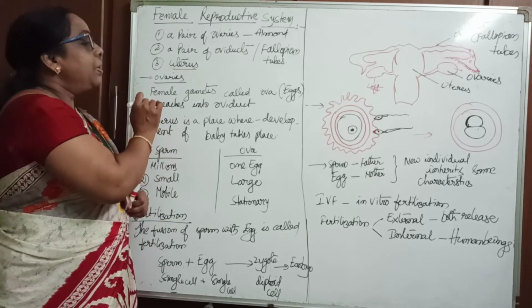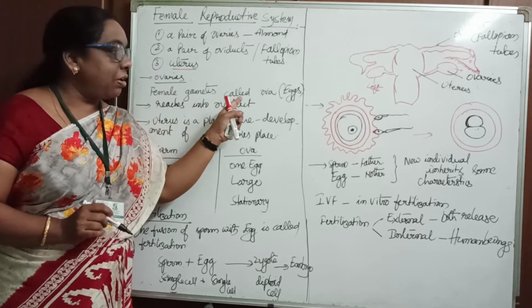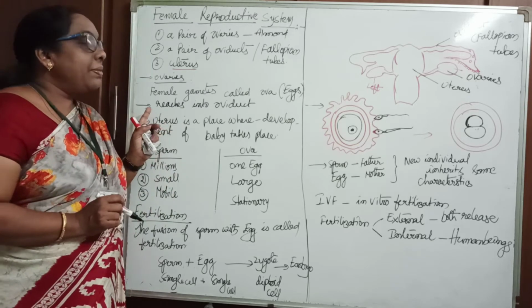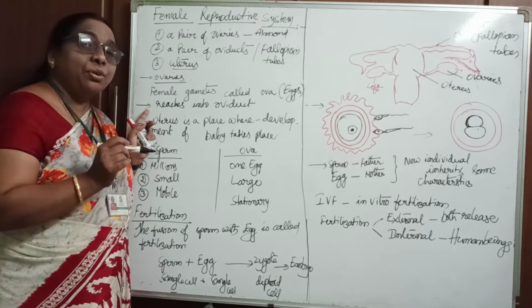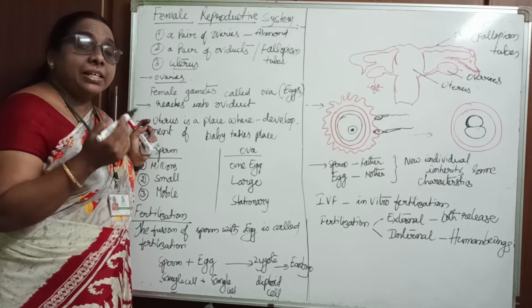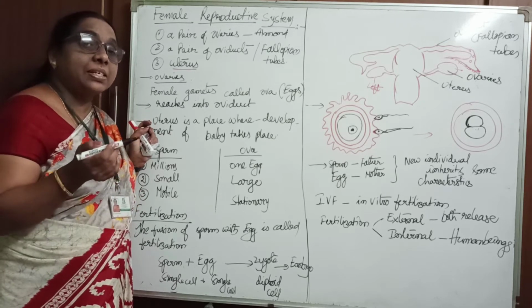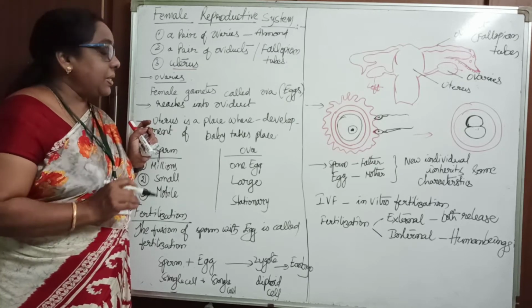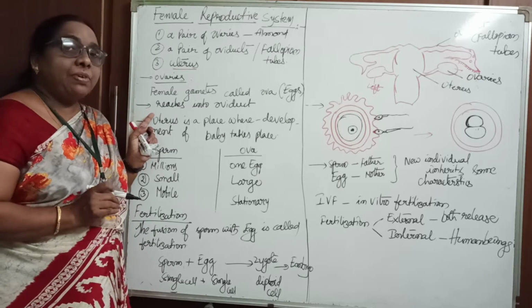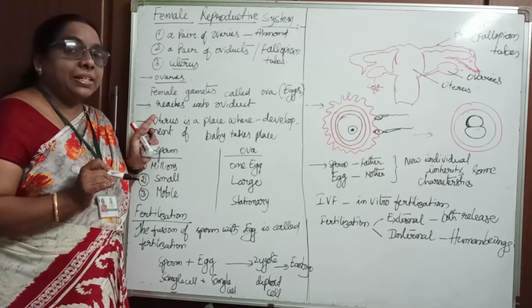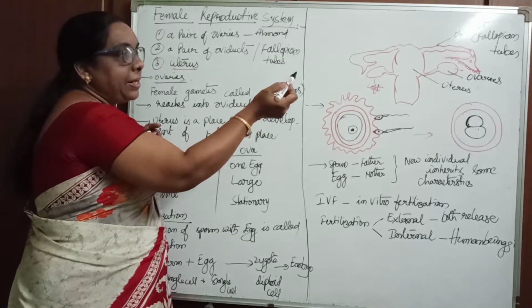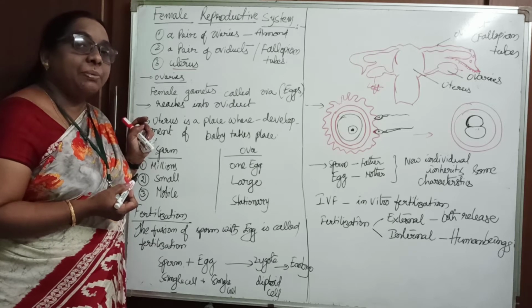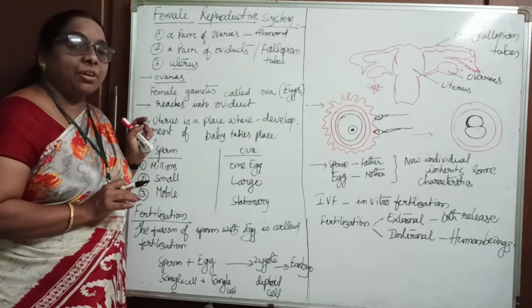The female gamete is called the ovum, and this is also called an egg. This egg has to reach the oviduct, which is also called the fallopian tube, and there the fertilization takes place. Once this egg is fertilized, then what will happen? The egg plus the sperm fuses, and then it travels and reaches the wall of the uterus.